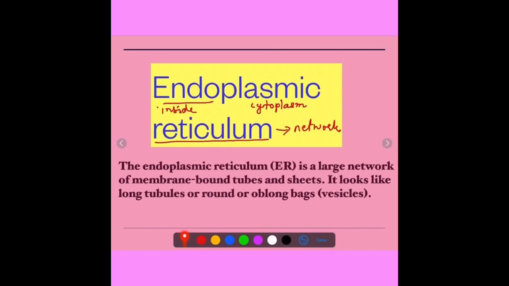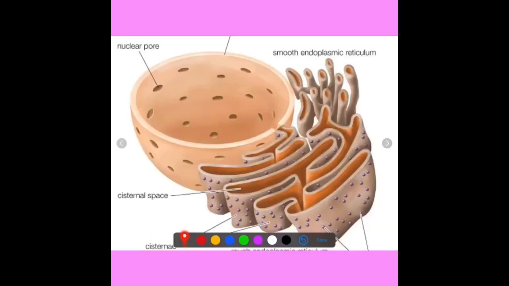Let us have a look at the endoplasmic reticulum. How does it look? This is an electron micrograph. This you cannot see with the microscope of your labs. We need an electron microscope to see this. So the scientists have given this structure.